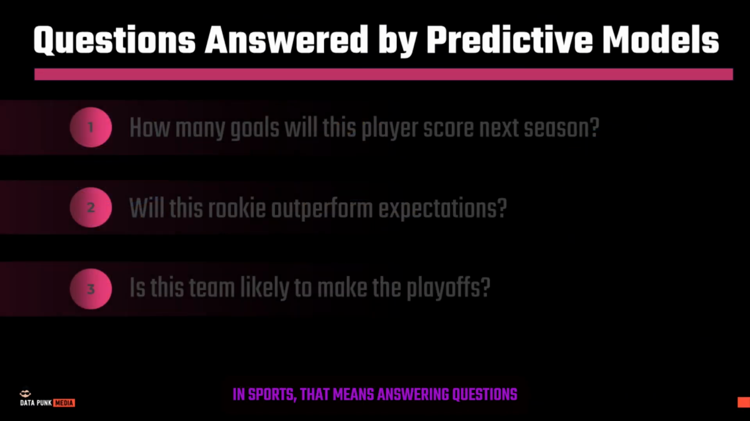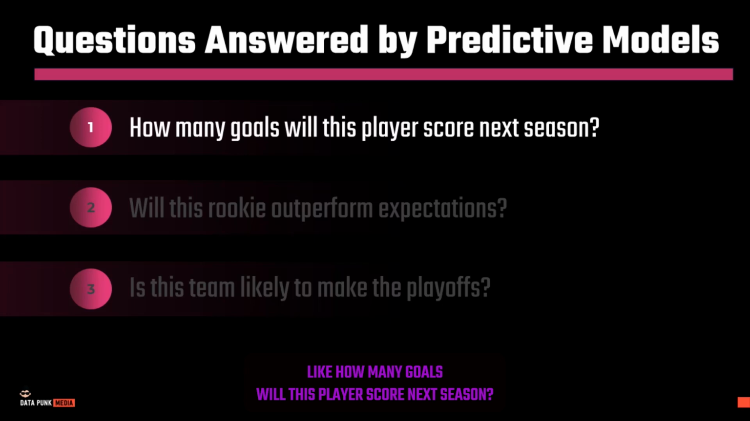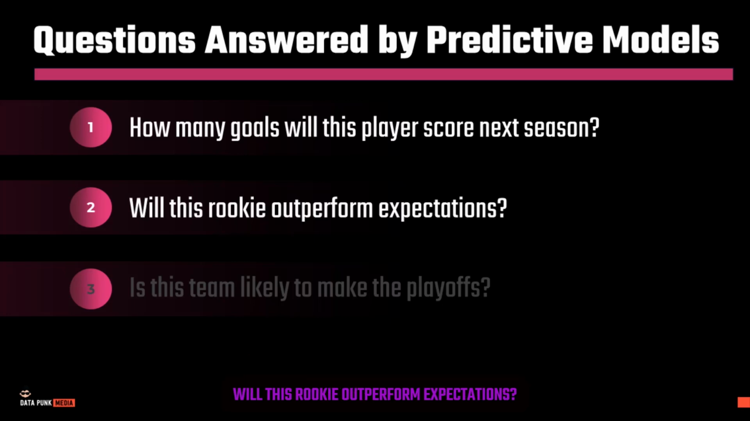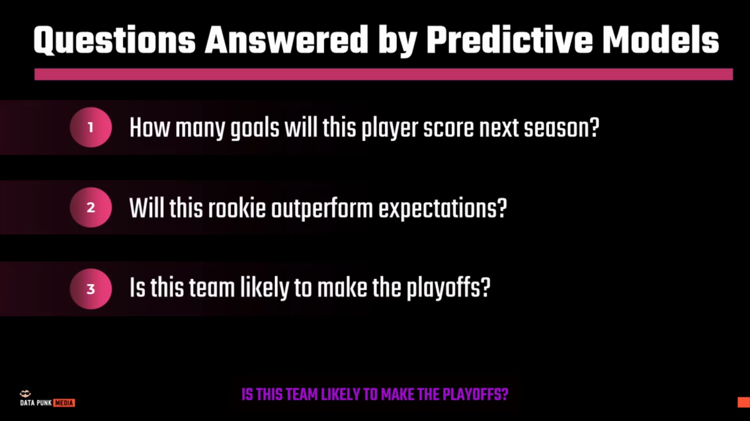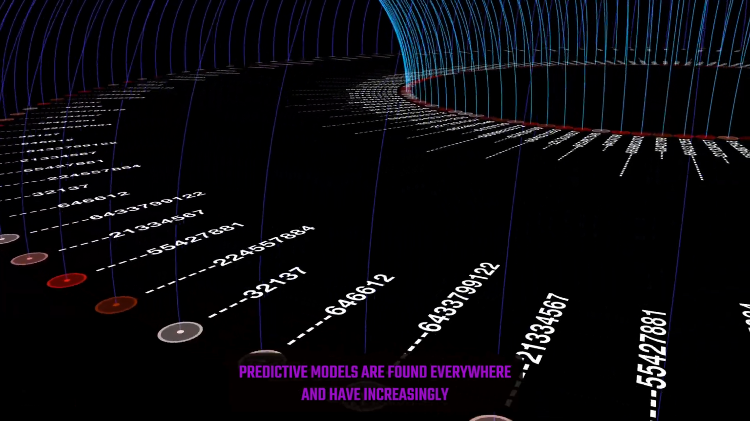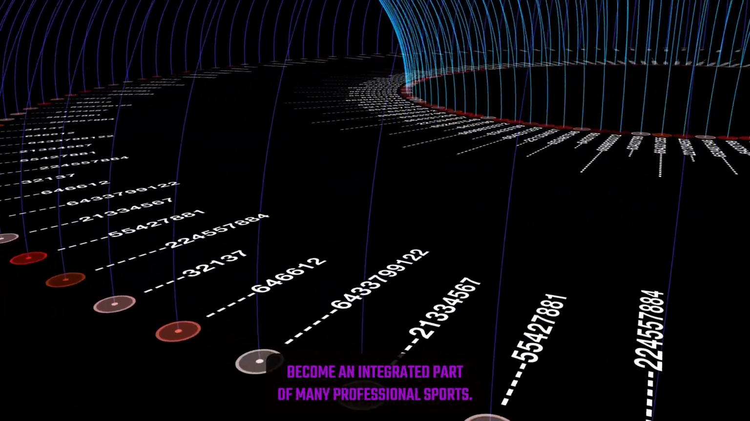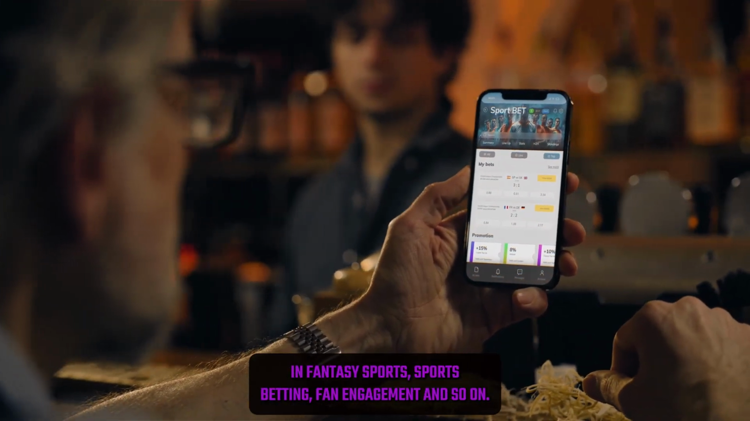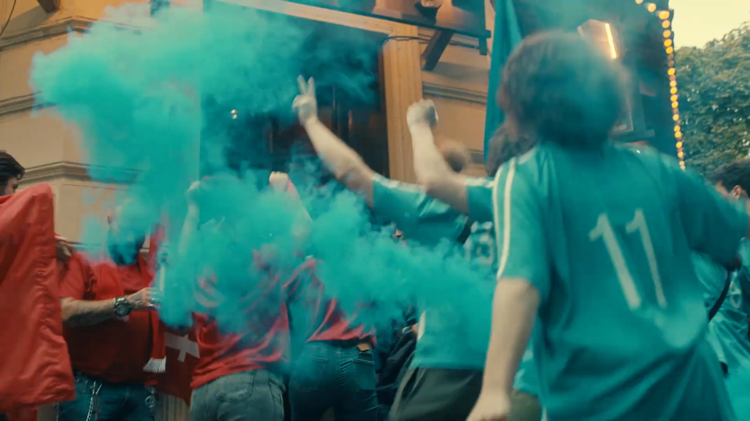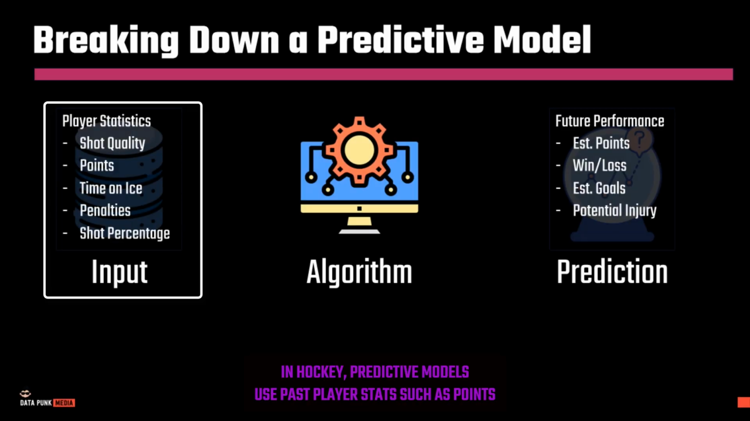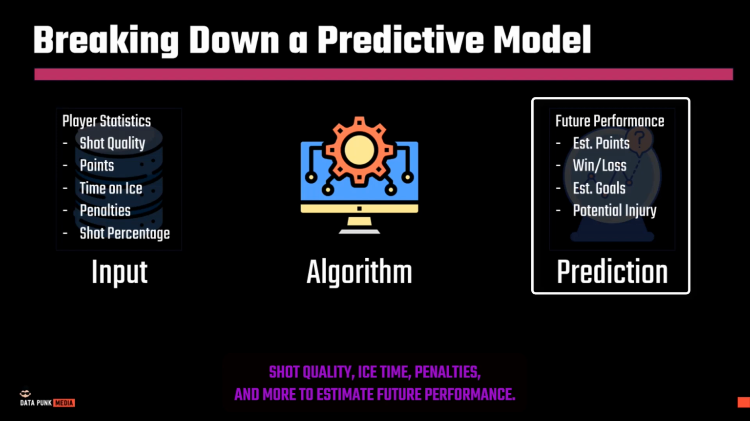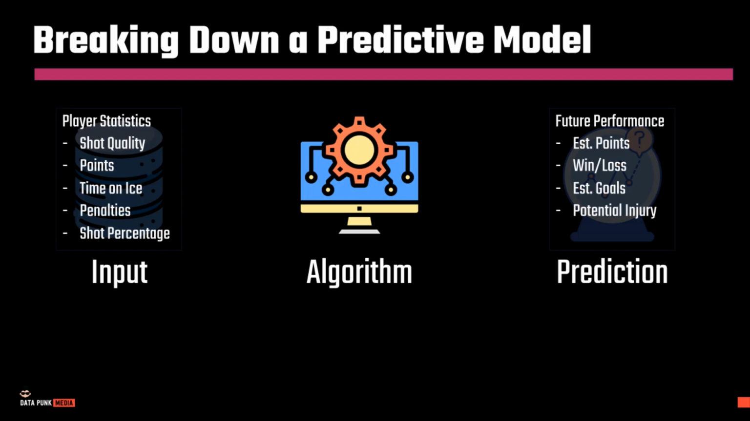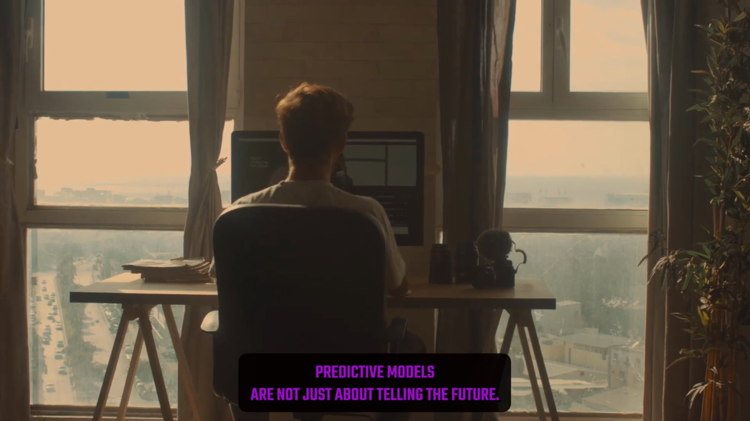In sports, that means answering questions like, how many goals will this player score next season? Will this rookie outperform expectations? Is this team likely to make the playoffs? Predictive models are found everywhere and have increasingly become an integrated part of many professional sports. You can find predictive models in fantasy sports, sports betting, fan engagement, and so on. In hockey, predictive models use past player stats such as points, shot quality, ice time, penalties, and more to estimate future performance. Predictive models are not just about telling the future, they're also about telling amazing stories.